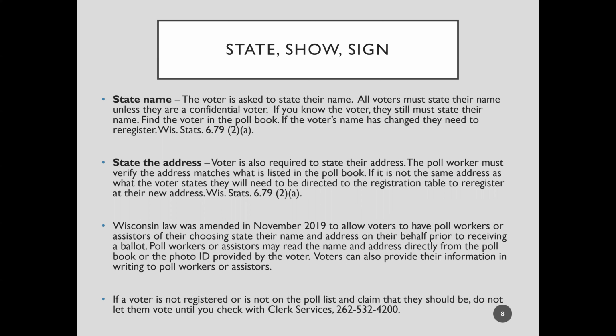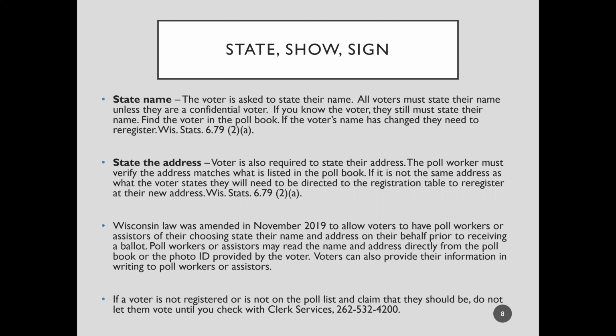Sometimes we find that's helpful when we ask somebody to state their name. We don't have them state their name and address together, but just one and then the other. This gives you time to actually find the name in the poll book, read the address, and then verify it matches the name on their photo ID and view their photo ID.